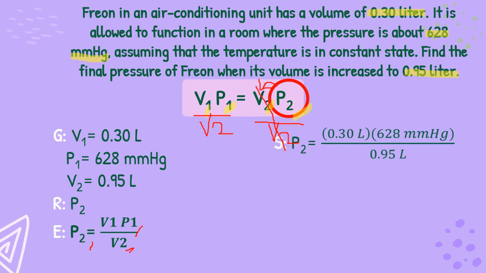So now for the solution, you only need to put in the quantities for each symbol. So we have the initial volume, which is 0.30 liter, multiplied by the initial pressure, which is 628 millimeters of mercury, over the final volume, which is 0.95 liters.